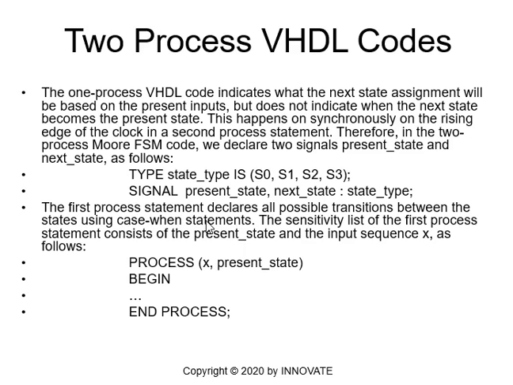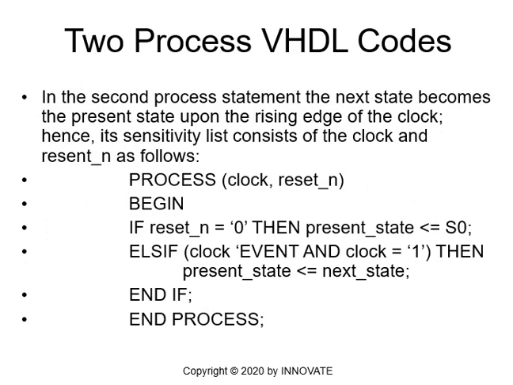The first process statement declares all possible transitions between the states using case-when statements. The sensitivity list of the first process statement consists of the present state and the input sequence X as follows. We say process X, present state, we begin the process. In the second process statement, the next state becomes the present state upon the rising edge of the clock. Hence, its sensitivity list consists of the clock and reset, as follows.